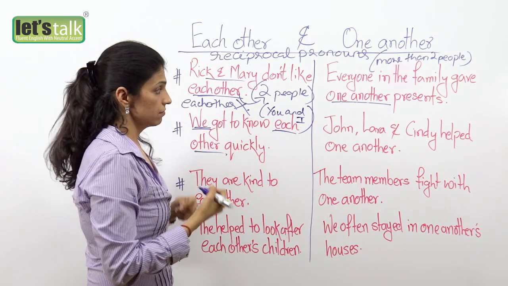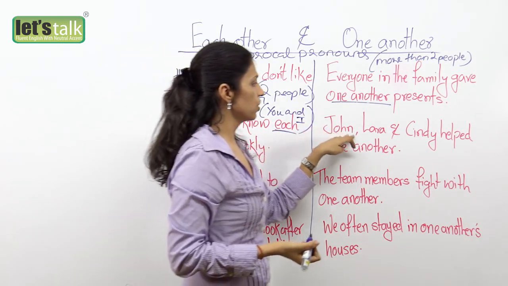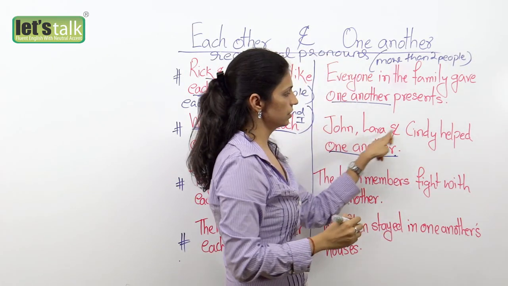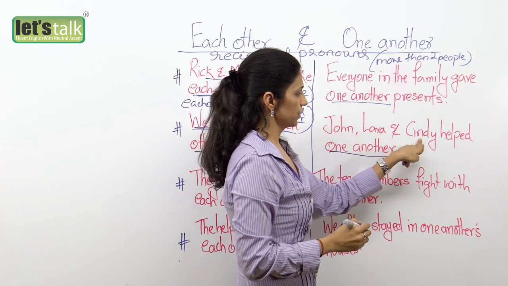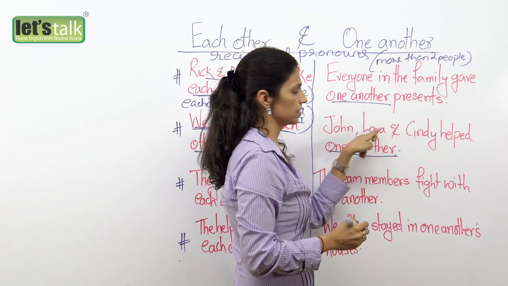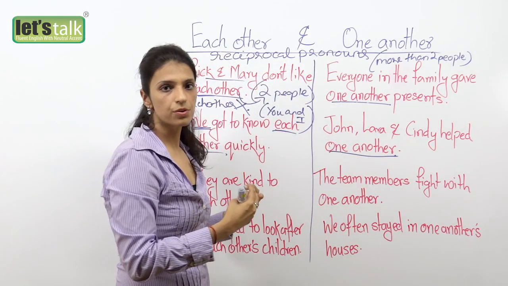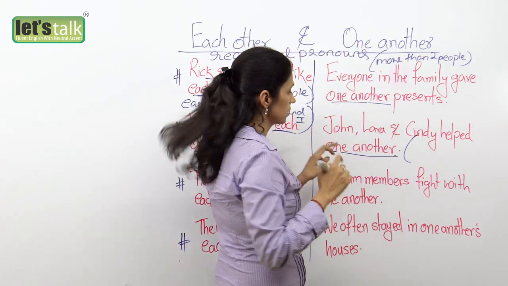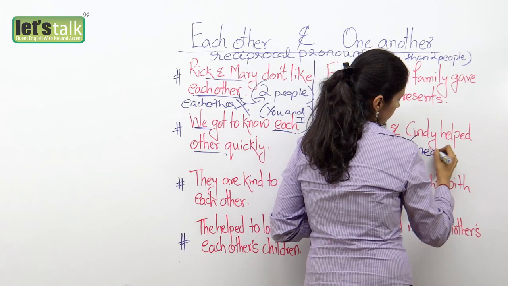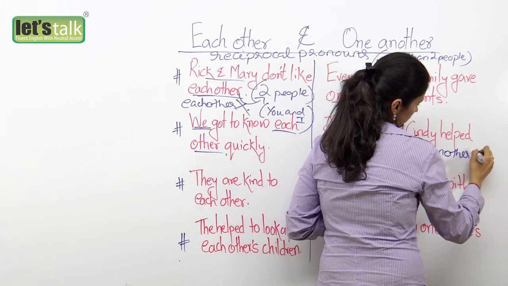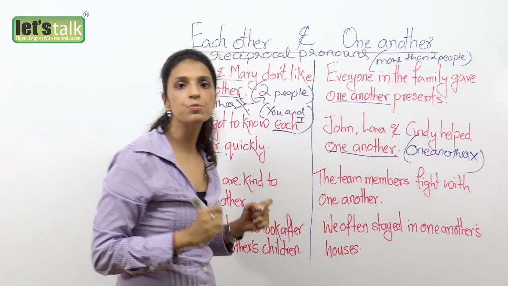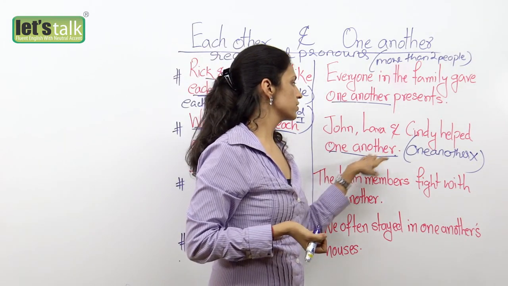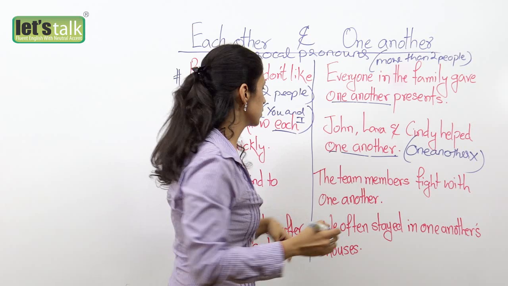But going by the traditional norms, John, Lara and Cindy helped one another. Helped one another, three people. So John helped both of them, Lara helped John and Cindy, Cindy helped both of them. So one another, it was reciprocal, but more than two, one another. Also one another, do not write together, they are two separate words. Though we just say one another, they sound like a single word. So more than two, well, if you want to use each other, go ahead, no problem.